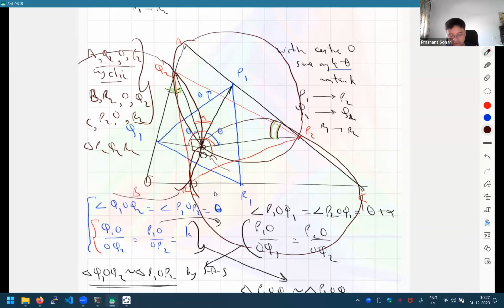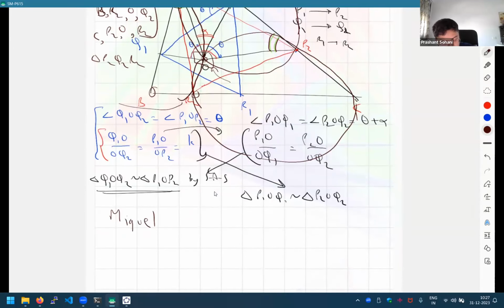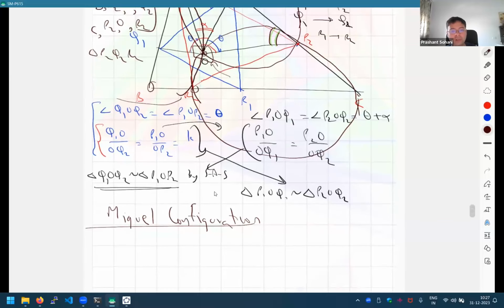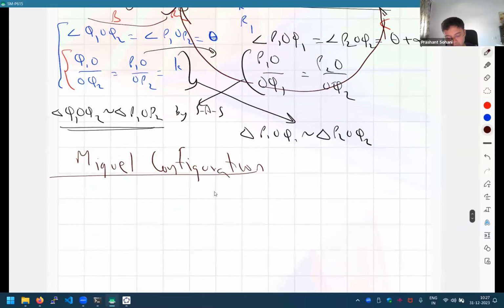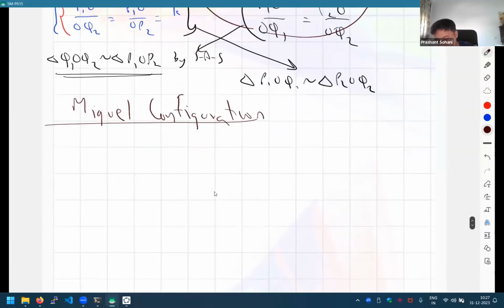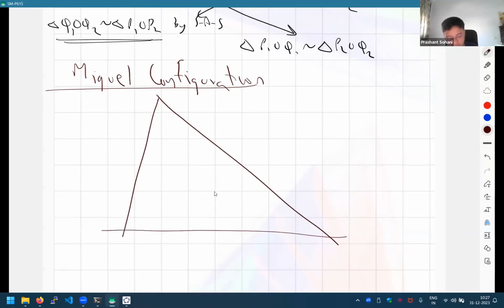Okay, so there is a special name for this configuration. It is called the Miquel configuration. Somebody says Miquel configuration. Okay, this is the name of this configuration. So if you want to know more properties about this, you can Google this name. Typically, the way the Miquel configuration is done is slightly different. They start with the cyclic quadrilaterals. They don't start with the internal triangle.